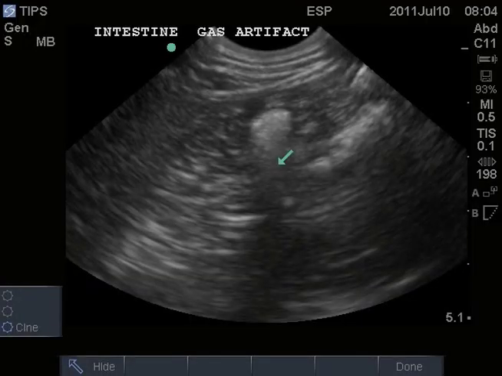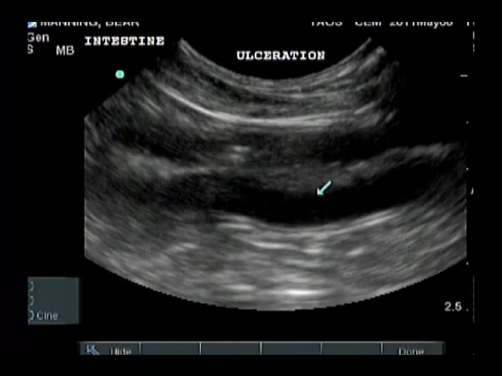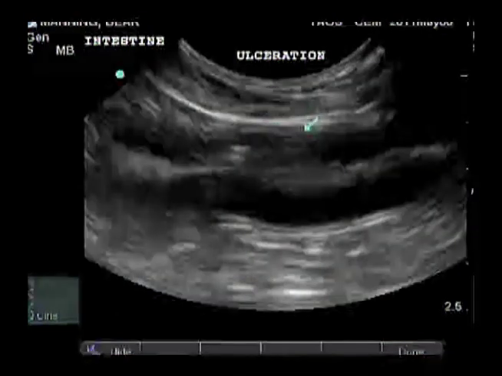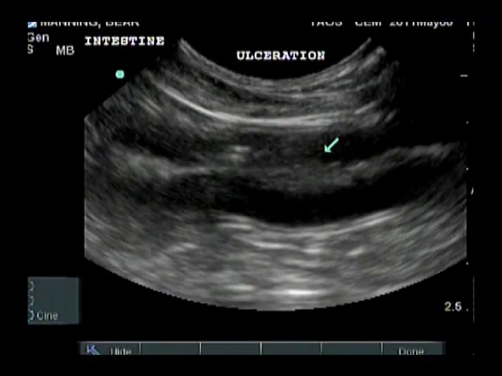Gas artifact is expected in the gastrointestinal system. Sometimes gas artifact may be seen in places where it should not be, like the gallbladder or urinary bladder. This would suggest a gas-producing bacteria in those organs.